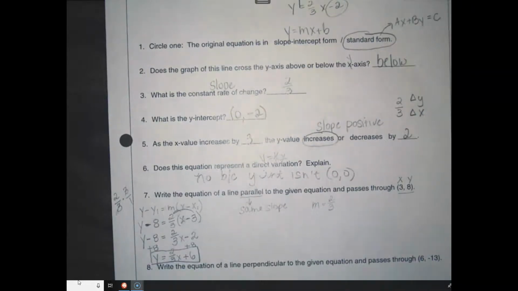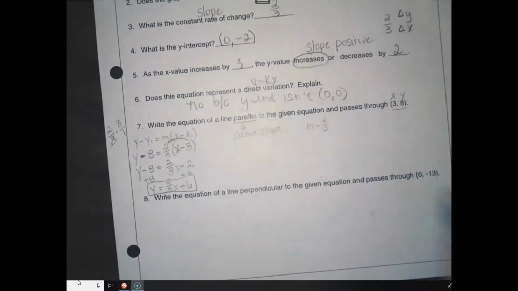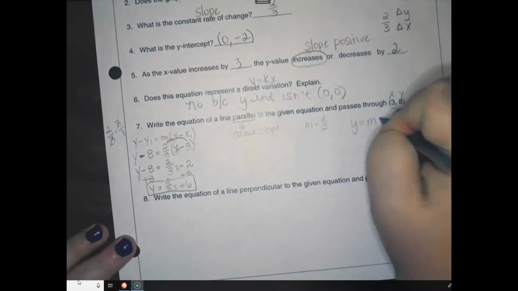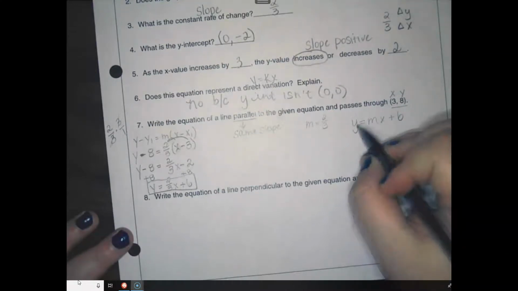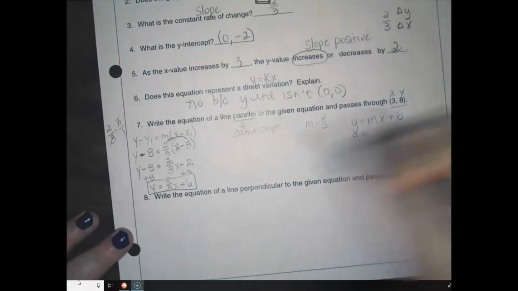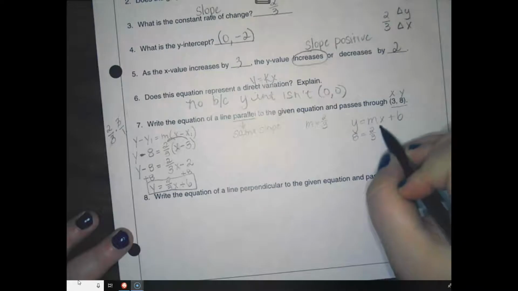But I did have a parent that talked to me, and I agree with them, that there's another way to do this problem, and that we haven't looked at very often. And that other way is using just my y equals mx plus b. So I do have a y value, so I'm going to plug that in. And then I do have an m value. And I do have an x value.